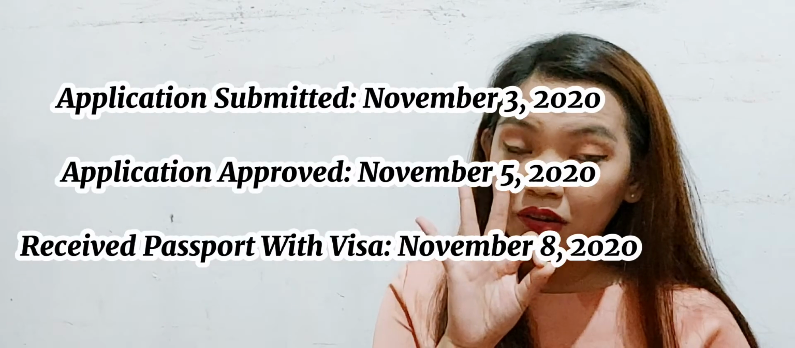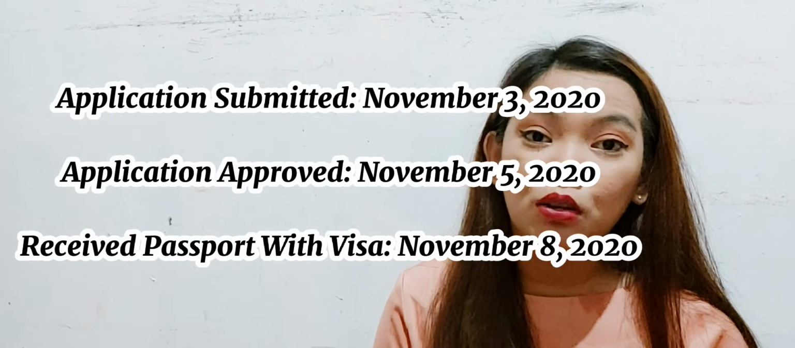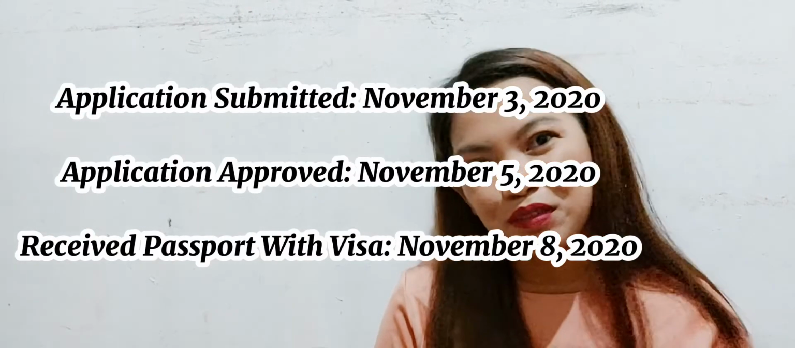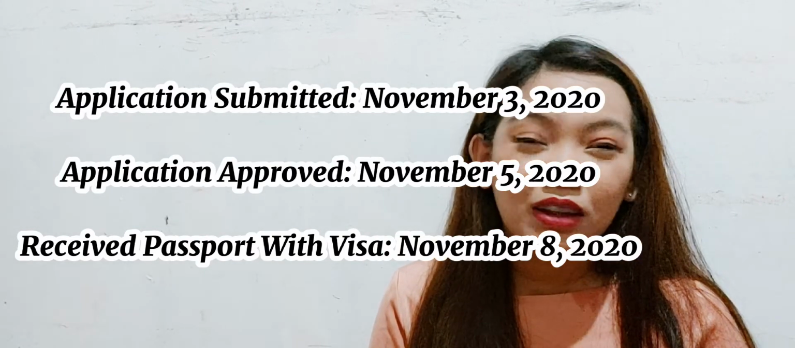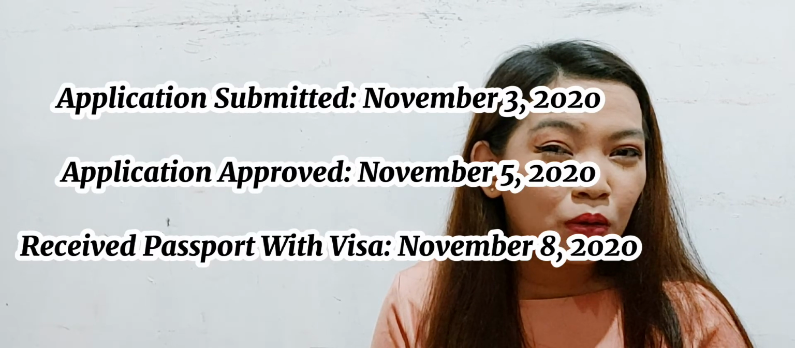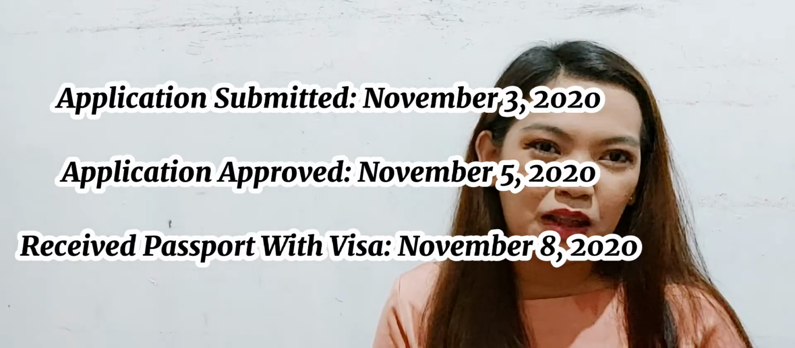So I checked. From what I saw, I applied November 3rd, and then I got an email from them that my visa got approved on November 5th. Yay! And then 3 days after that, November 8th, I think, I received my passport with the visa stamp.